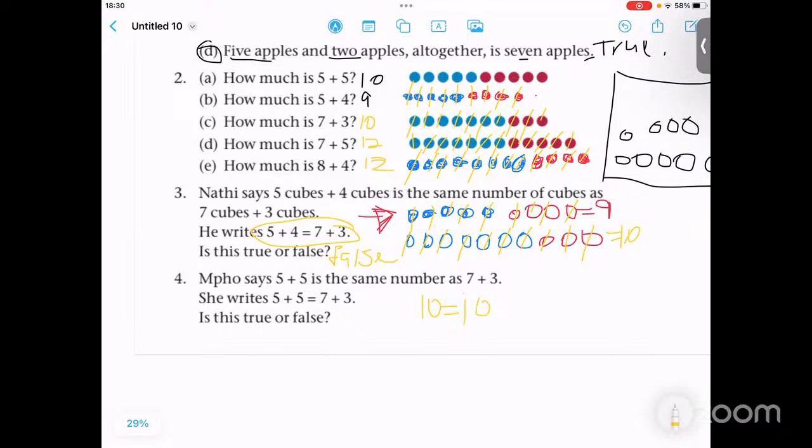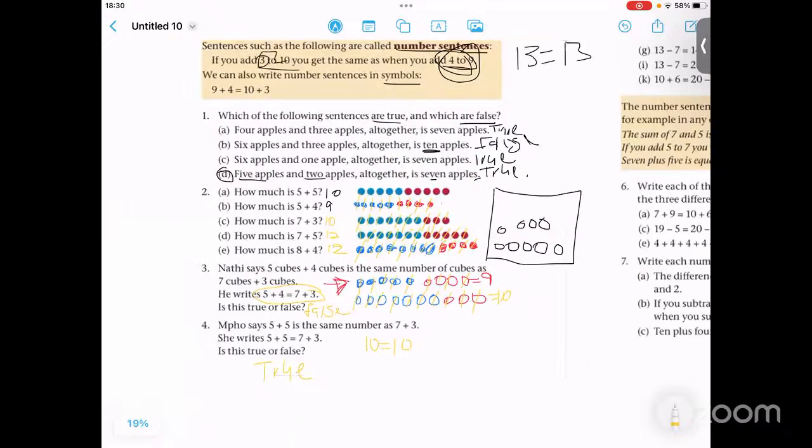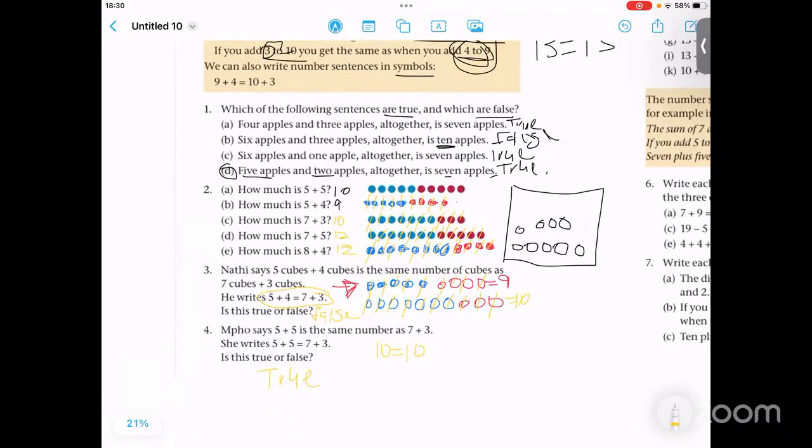Now, is 10 equal to 10? Is 10 the same as 10? Yes, ma'am. Perfect. Now, does this make the number statement true or false? True. Perfect, true. Now, do we have any questions so far? So far, so good.